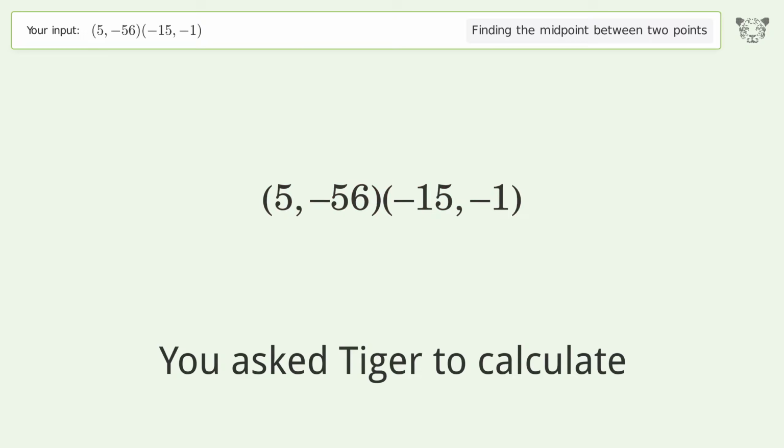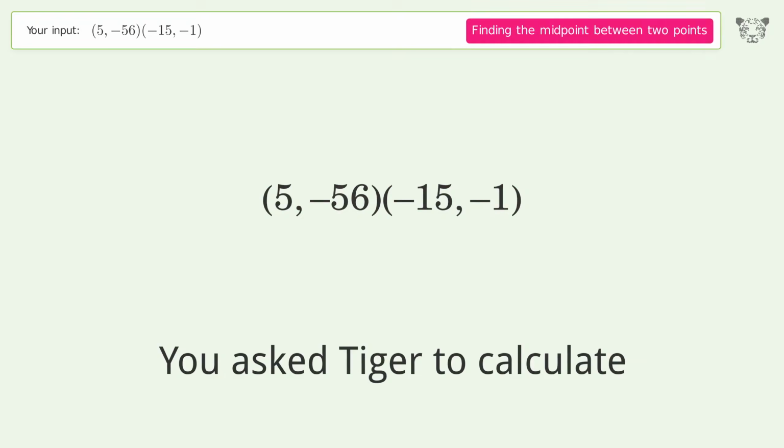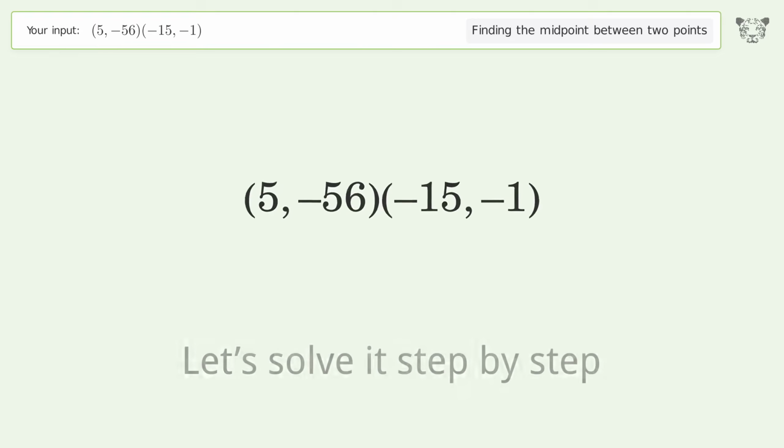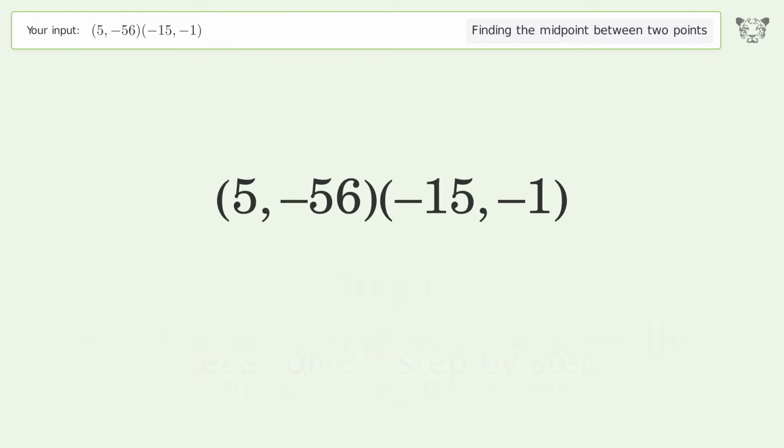You ask Tiger to calculate. This deals with finding the midpoint between 2 points. The midpoint between the 2 points is -5, -28.5. Let's solve it step by step. Plot the 2 points and calculate the midpoint using the formula.